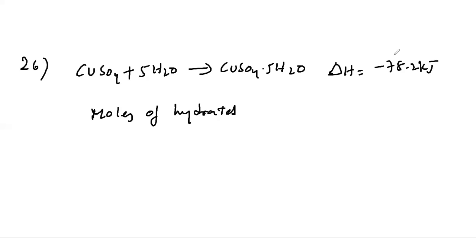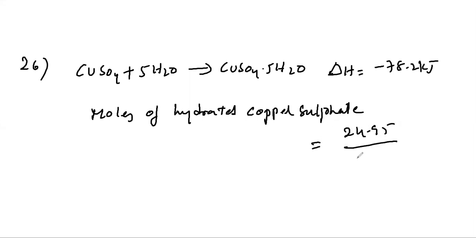Moles of hydrated copper sulfate equals how many moles we are going to get? Number of moles equals weight by molecular weight. Weight of copper sulfate, how much is given? 24.95. Molecular weight of copper sulfate is 249.5. So 1 by 10 moles, which means 0.1 moles.